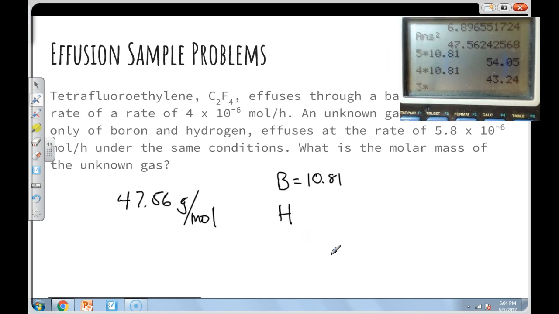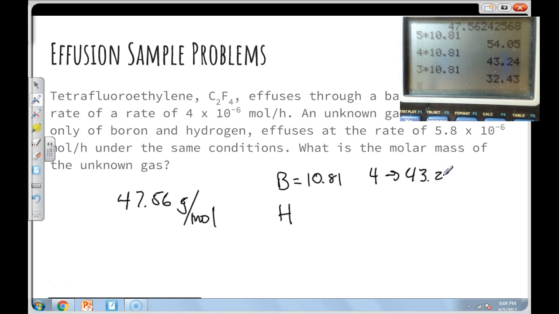Okay, what if we have 3 times 10.81? So we're either going to have 4, which is going to give us 43.24. Now the problem isn't asking for us to do this, I'm just showing you how to do it. Or 3 of these at 32.43. Now, if we have 3 of these, that means the rest of the mass has to be hydrogen.